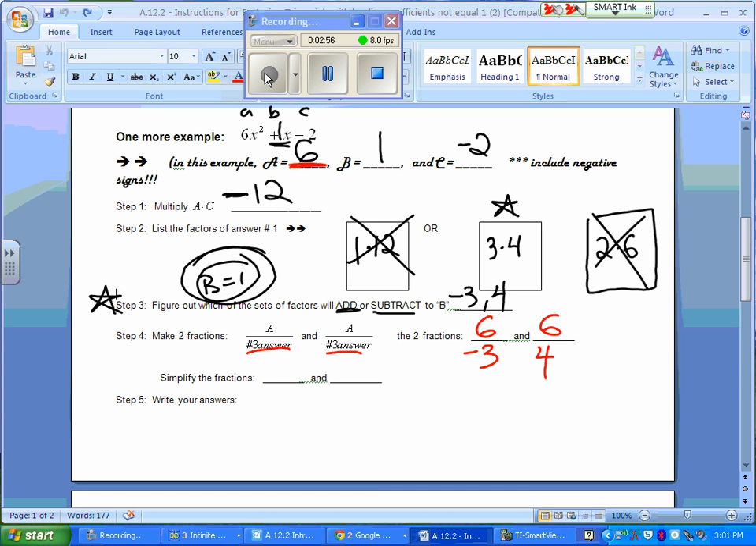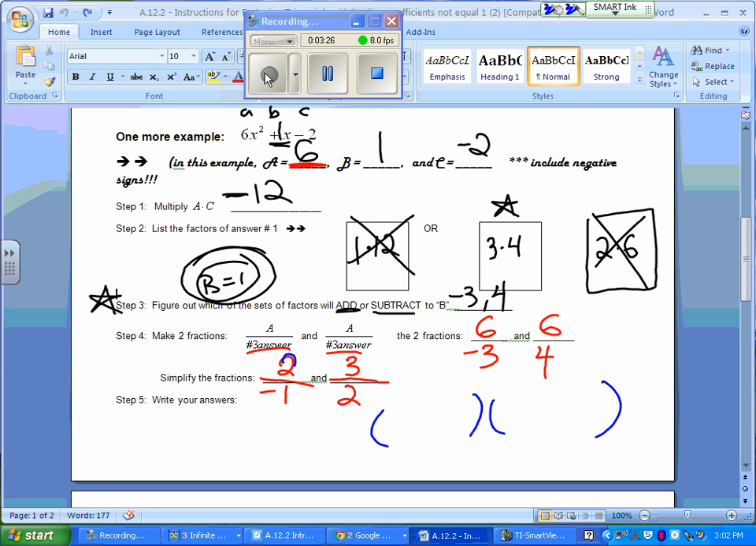So if I divide 6 and negative 3, I normally get negative 2, but I'm going to keep it as 2 and negative 1, because I need that negative 1 there for the binomial. The second one, if I reduce 6 and 4, I'll get 3 and 2. If you're unsure, you're allowed to use your calculator to reduce that, or just know that they break down. The last part is writing your binomials.